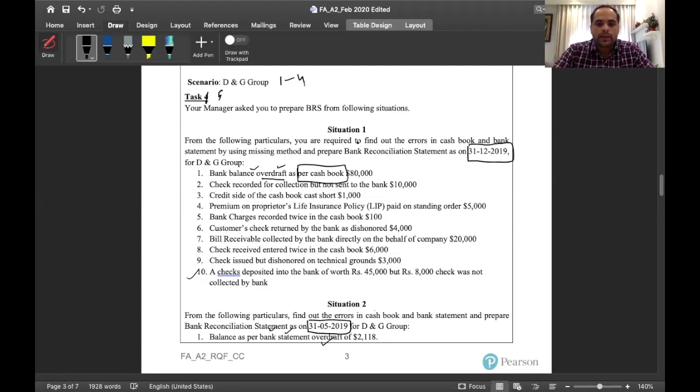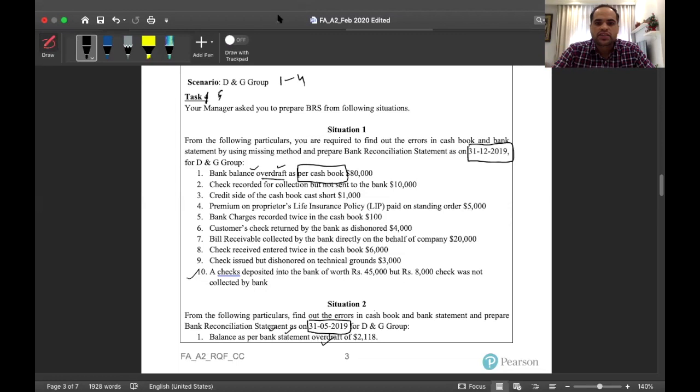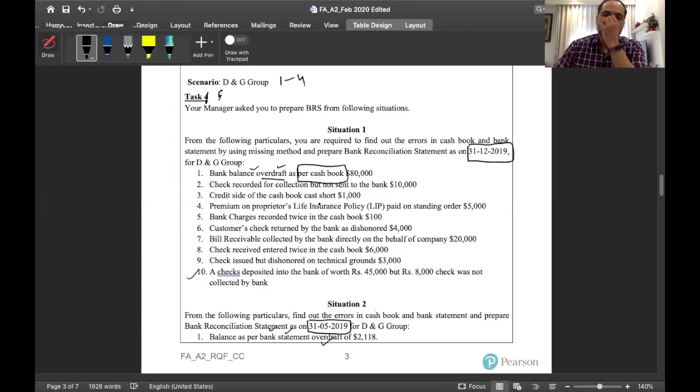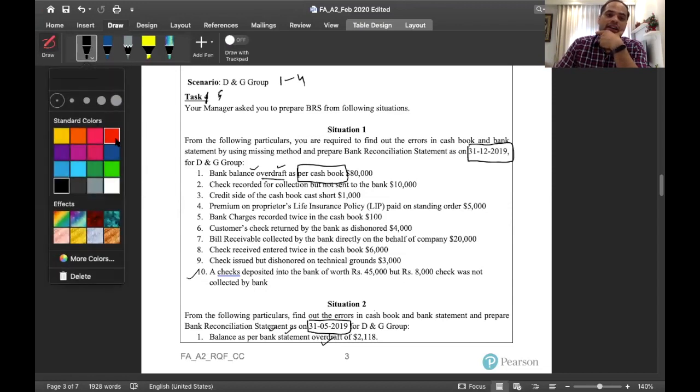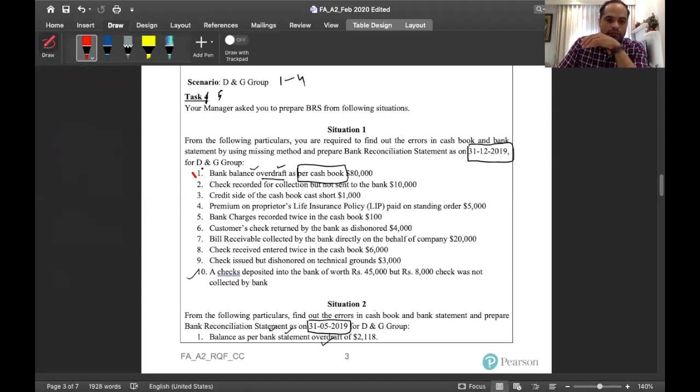Let's start with the first situation. I'm not going to tell you the impacts; you have to find them yourself. But if you are wrong, I will help you fix it. So make sure you keep recording in your notepad. Bank balance overdraft as per cash book. You know where you have to write.